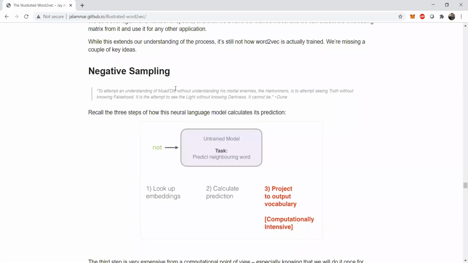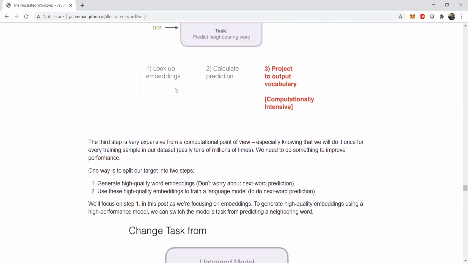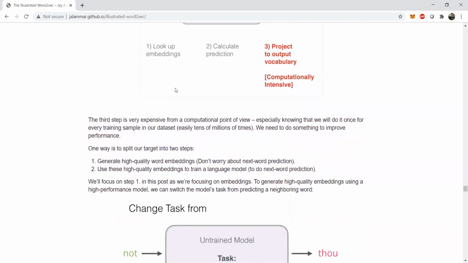Now, negative sampling, as I mentioned in my previous class, has three different steps. The first is looking up embeddings. The second is calculating the prediction, and the third step is outputting the prediction, projecting to the output vocabulary. Now, this is very computationally intensive, because when we are outputting to a large vocabulary set, there is computation time during inference as well as converting those probabilities to individual words.